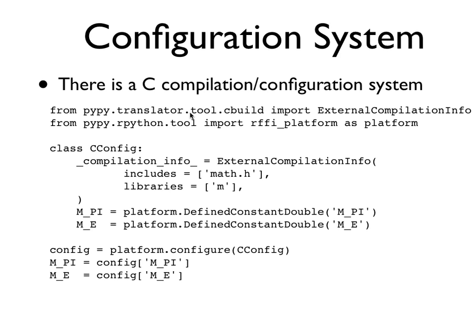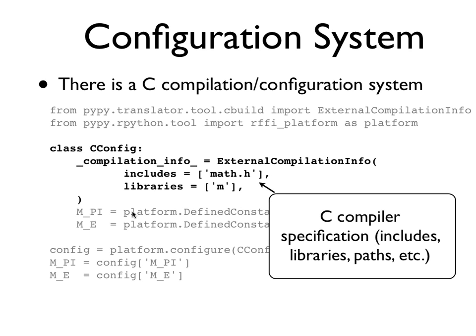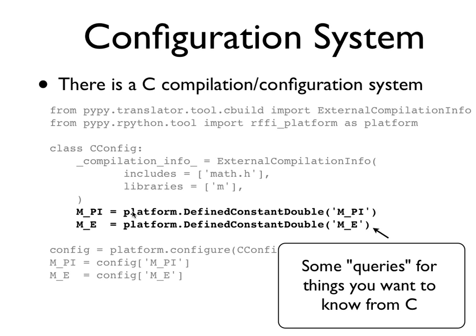One of the problems if you work with a lot of C code is that you have to bring in extra libraries, extra header files, and declare extra options. It turns out this tool has a whole mechanism where you can declare what header files are, what libraries are, and then on top of that, you can ask it to rip things out of the C code. You're basically setting up queries on the C compiler, saying, hey, I want the value of this constant, and you set that up.